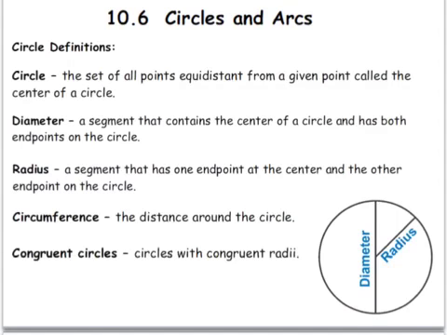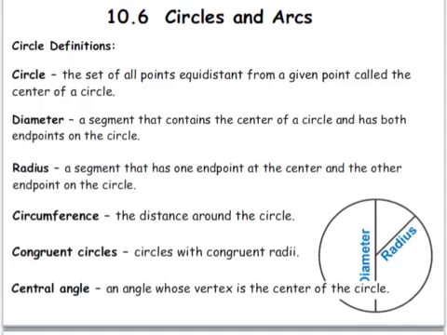Congruent circles are circles with congruent radii. If they have congruent radii, then the two circles must be congruent to each other. And our last definition for this page, a central angle. A central angle is an angle whose vertex is the center of the circle.